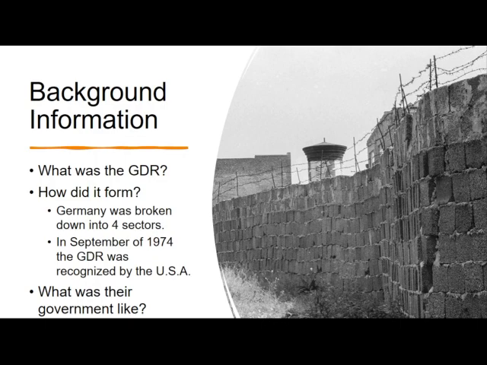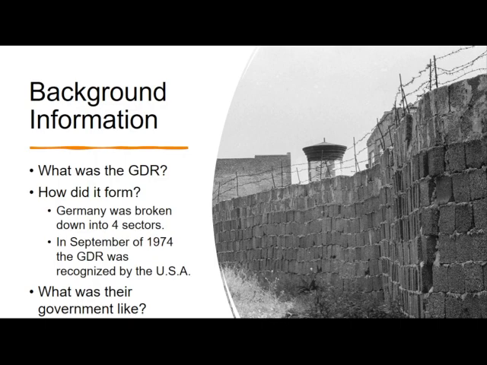What was the GDR? The GDR was the German Democratic Republic formed by the Soviets. How did it form? Germany was broken down into four sectors after the German surrender of World War II. Following the German surrender to the Allied powers, Germany was occupied and divided into four zones. Each of the main Allied powers, the United States, the Soviet Union, Great Britain, and France, was responsible for the administration of their own specific zone.